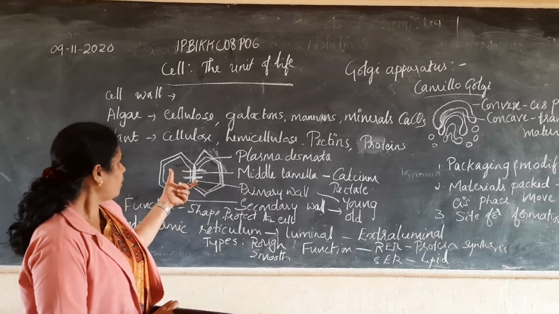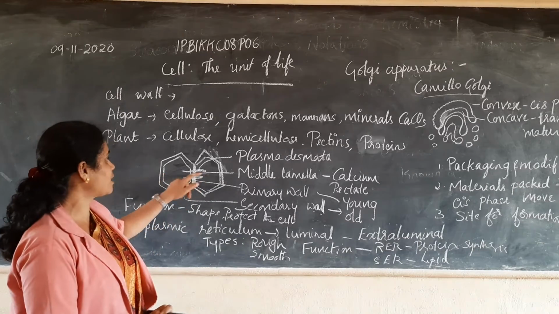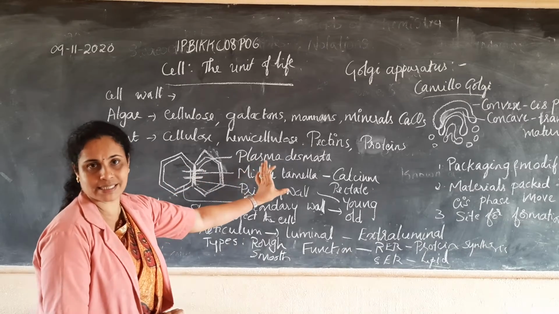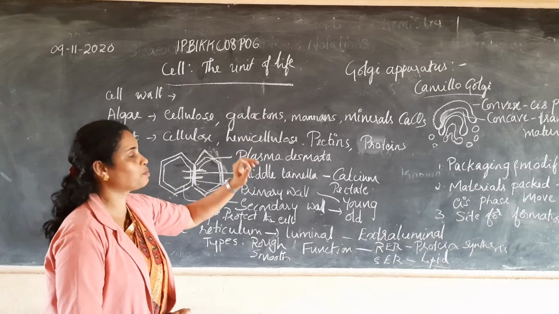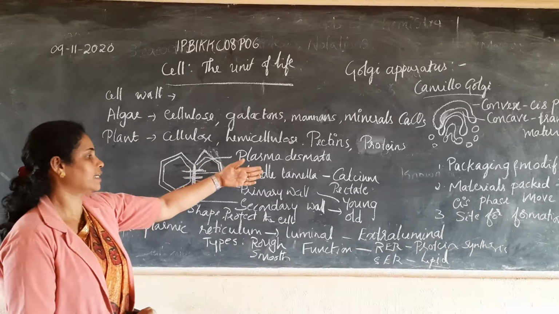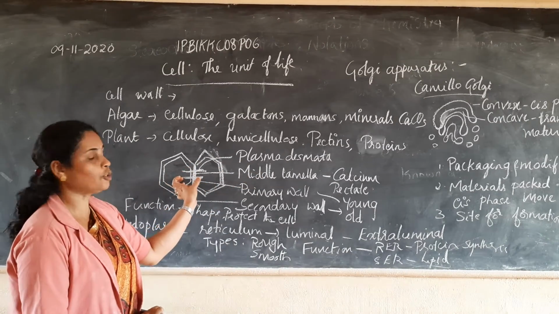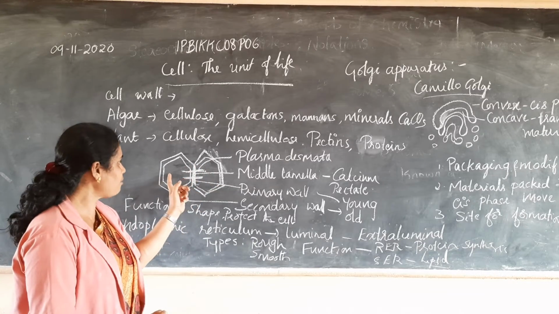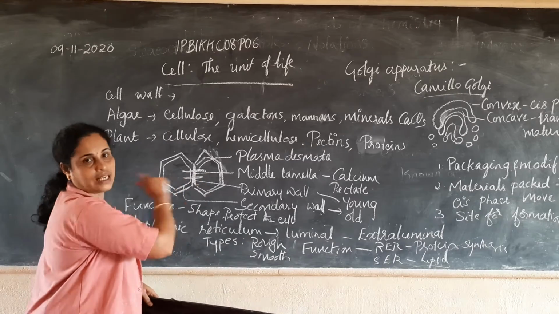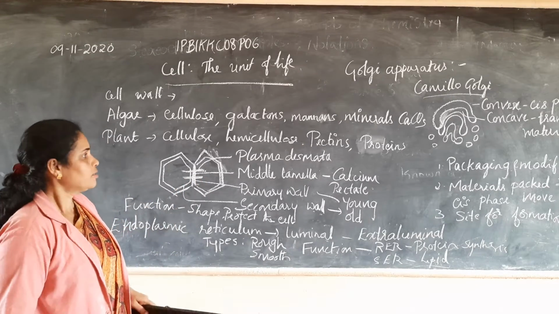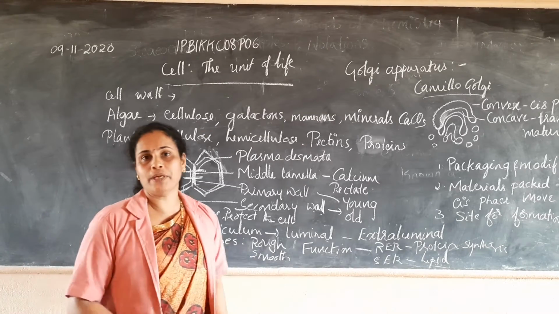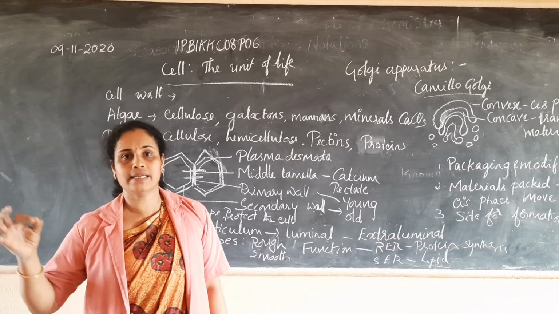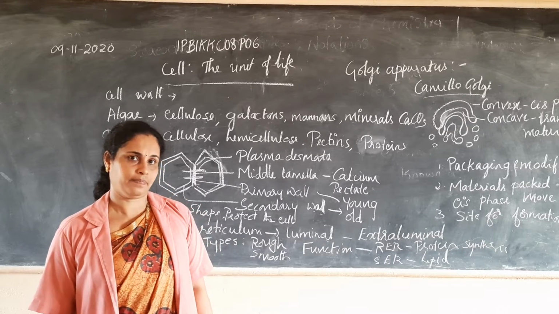Then between the cells, cytoplasmic channels are formed which connect the two neighboring cells. That is called plasmodesmata. Plasmodesmata are nothing but cytoplasmic channels, formed between the two cells, which travel through the cell wall as well as the middle lamella. So when you talk about the difference between plant cell and animal cell, the cell wall is present in plant cells and is absent in animal cells.